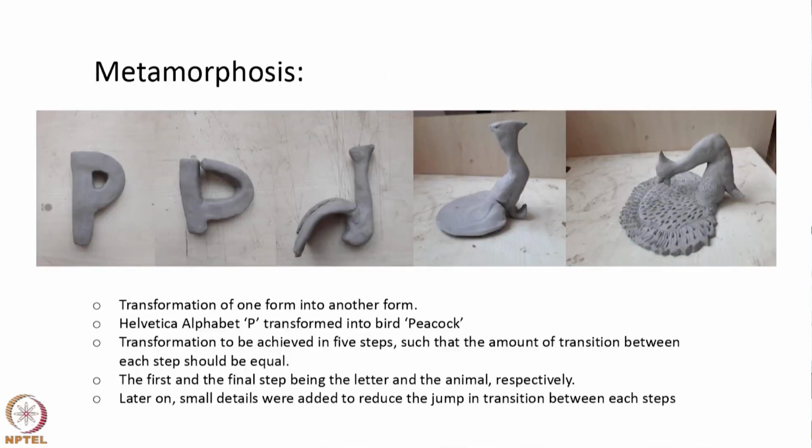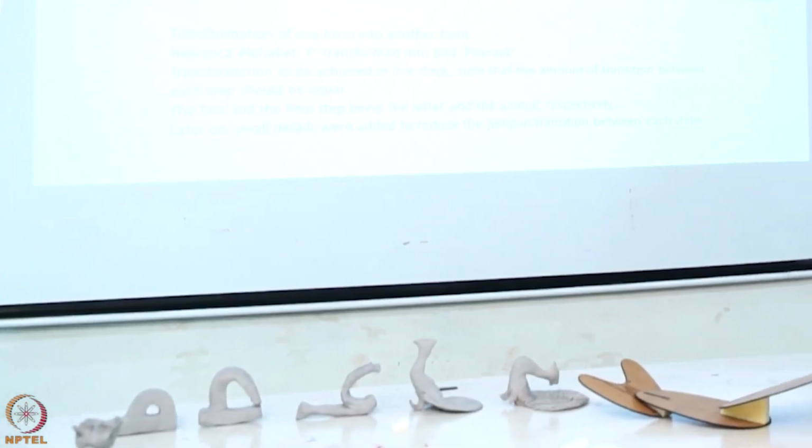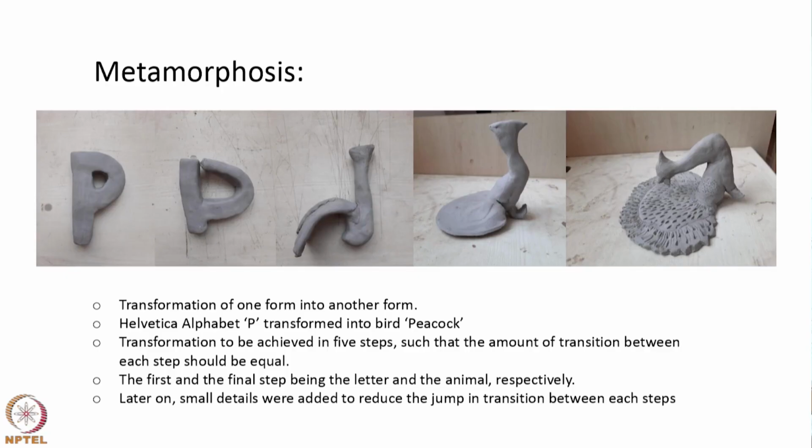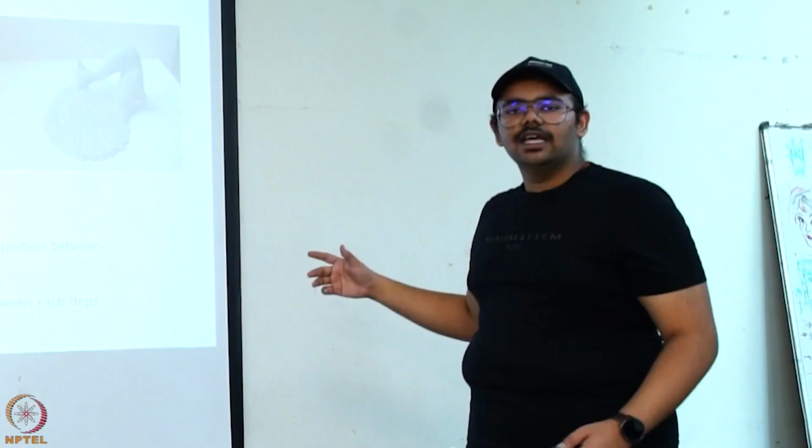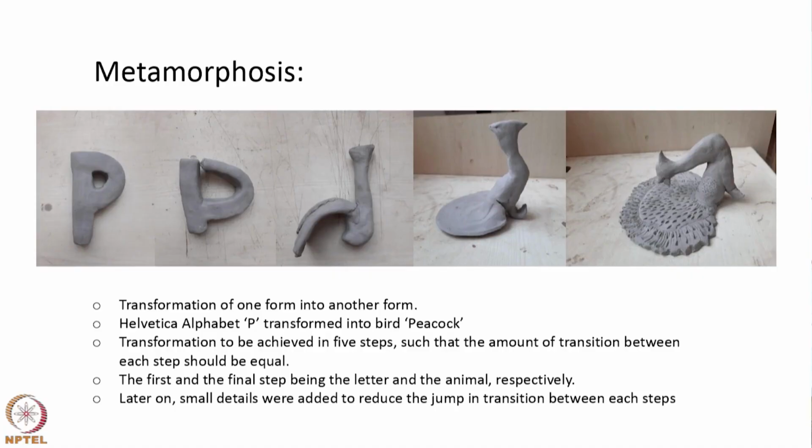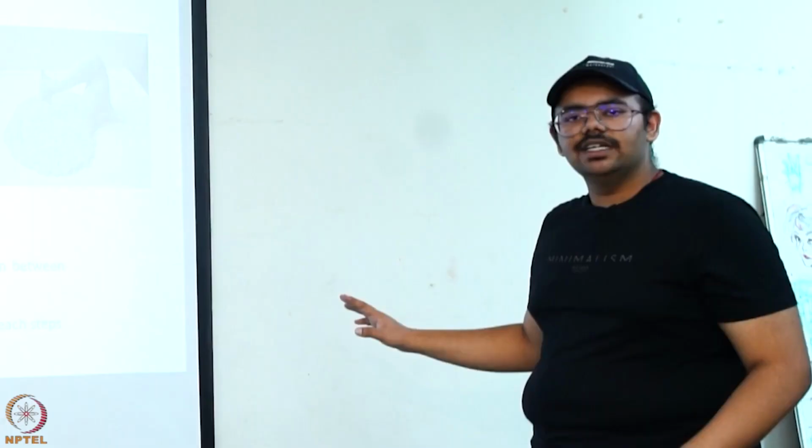Then the opposite one. In this case, I took the alphabet P and turned it into a peacock. As you can see, the transformation is achieved in 5 steps, such that the transition between each step should be equal. The first and the final steps are the letter and animal respectively. Later on, small details were added to reduce the jump in the transition between each step.